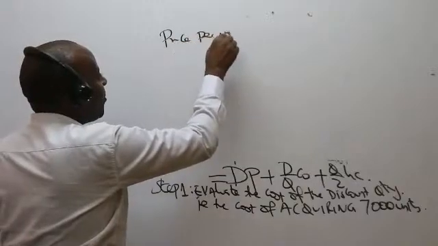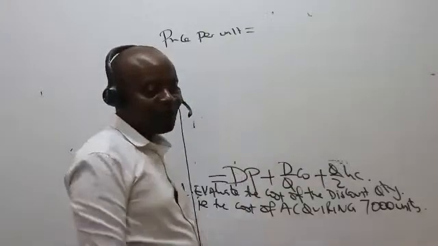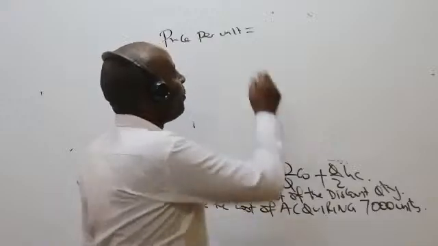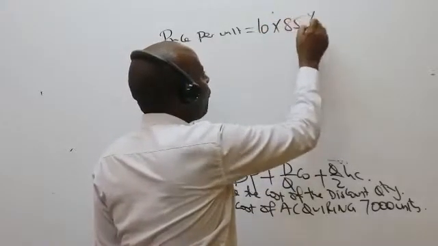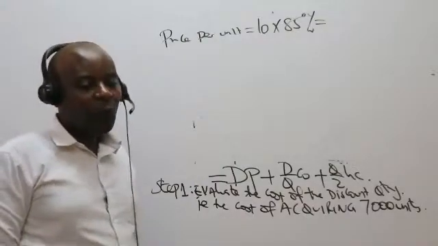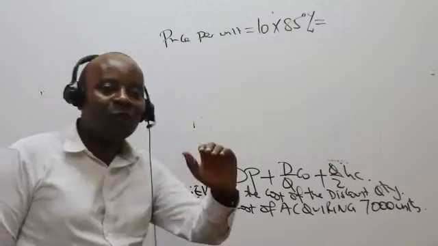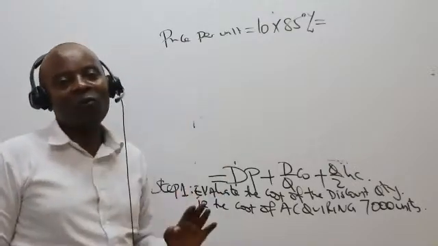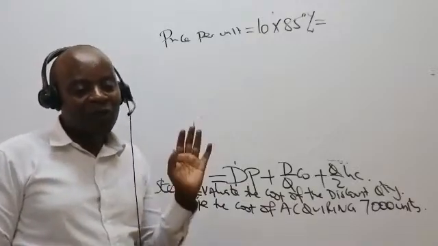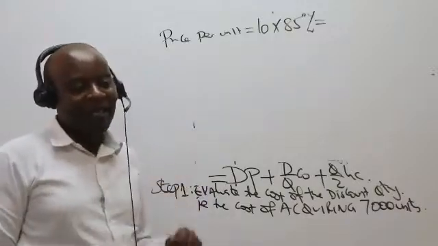The price per unit will be equal to the original price. What was the original price per unit? 10. So it will be 10 times 85%. Where have I gotten the 85% from? It is because of the discount that you're getting, 15% being knocked off. 15% from 100% is 85%. So that will give us what figure as our new discounted price?